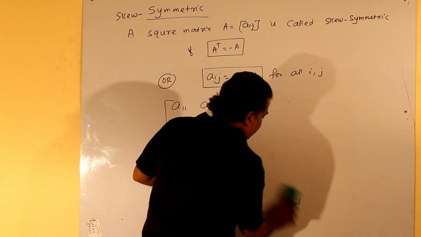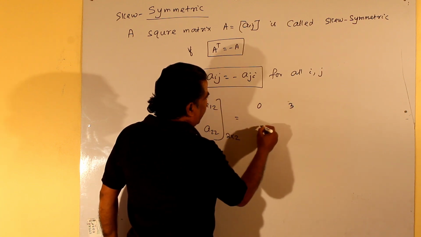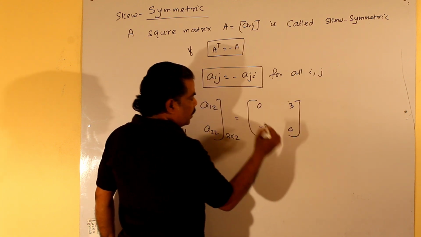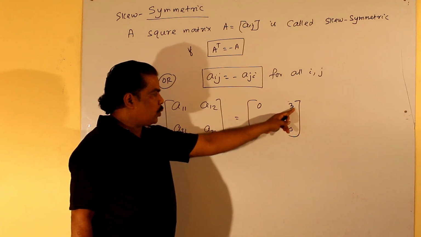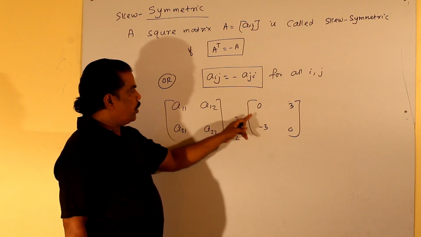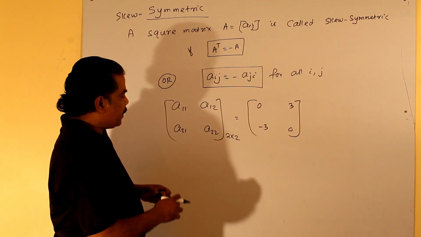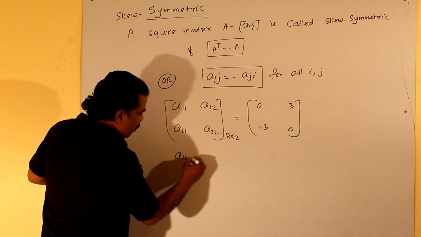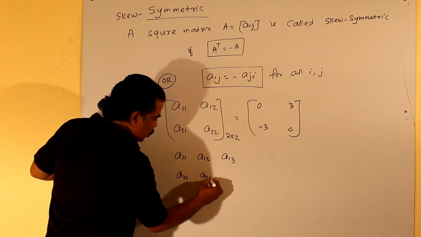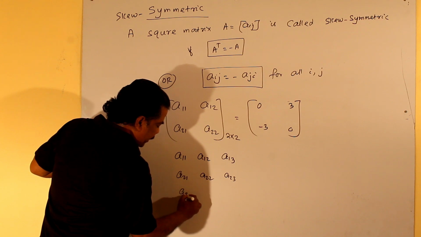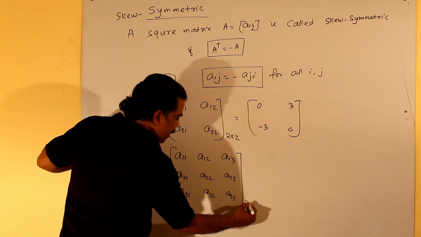So in case of a skew symmetric matrix, we write an example: 0, 3, minus 3, 0. Here all diagonal elements are 0. A12 is equal to minus A21. So it is an example of a skew symmetric matrix. If you take an example of a third order matrix, that is A11, A12, A13, A21, A22, A23, A31, A32, A33. It is a third order matrix.